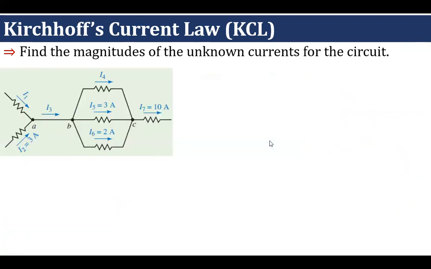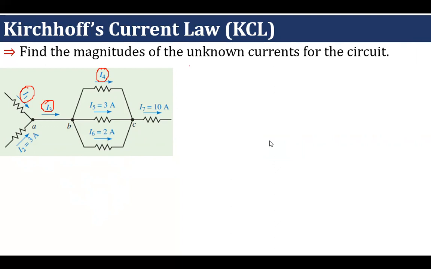Let's see another example. In this question, we have to find out the magnitudes of so many unknown currents. Here we have two unknown currents, I1 and I3, which are associated with node A. Then we have I4, that is also an unknown quantity. So we have three unknowns, and we have to solve this question in the same manner.